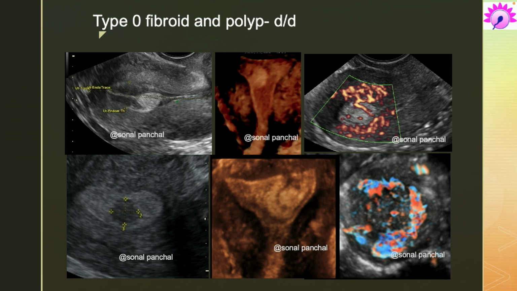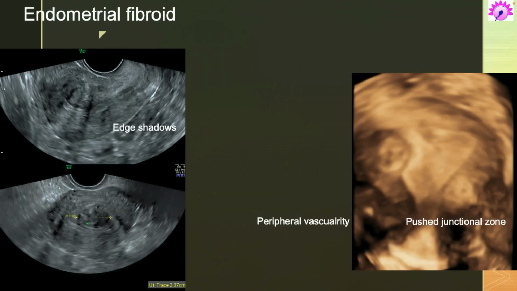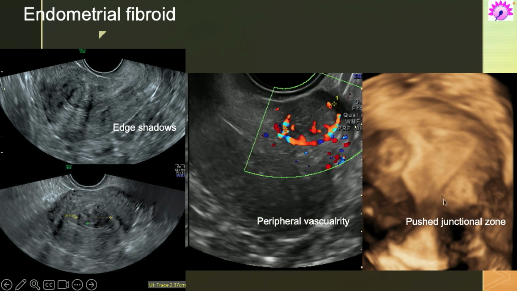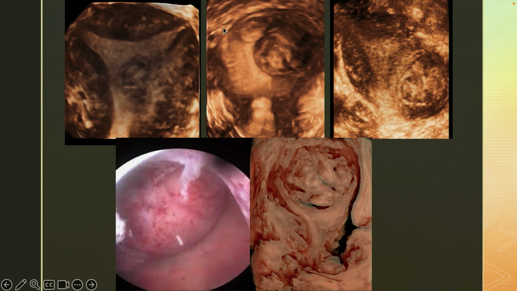The endometrial fibroids, even if it is not type 0, if it is type 1 or type 2, that is when it needs to be evaluated as to how much of the endometrium is involved, and for that 3D ultrasound is of great help. The 3D ultrasound can actually show you exactly how much of the endometrium is involved.